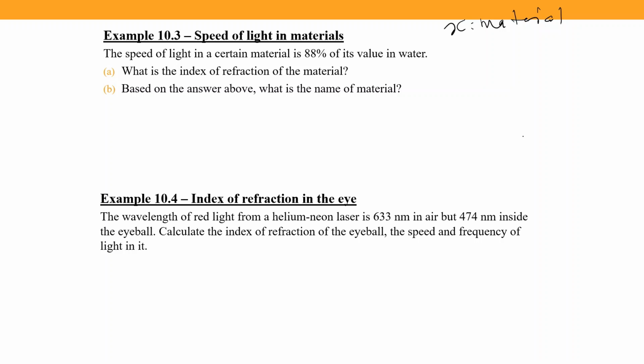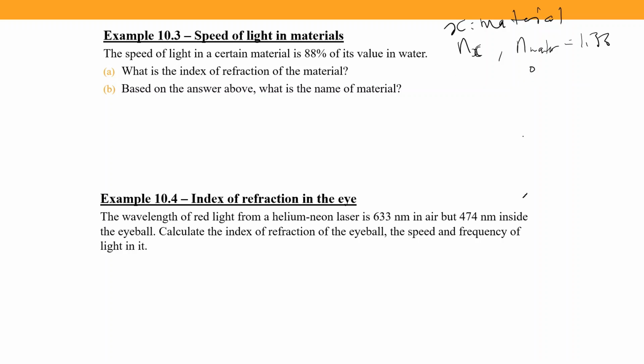So we have to find the index of refraction of the material. So let's write that as Nx. So Nx is the index of refraction of the material. And we also know that water is given, so we have to know the value for water. This is 1.33. And then the speed of light in a certain material, let's write that down as Vx. It is 88% of its value in water. Meaning it is 88% of the value of the speed of light in water.